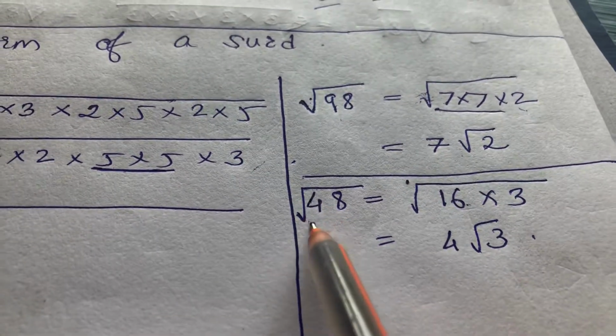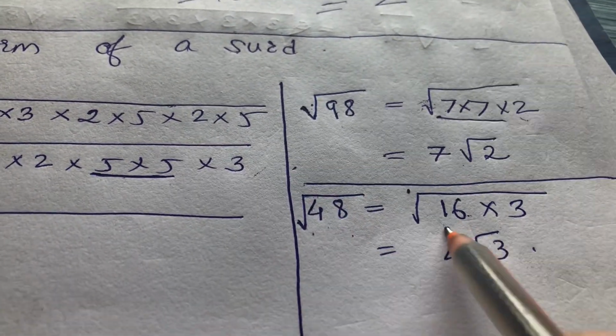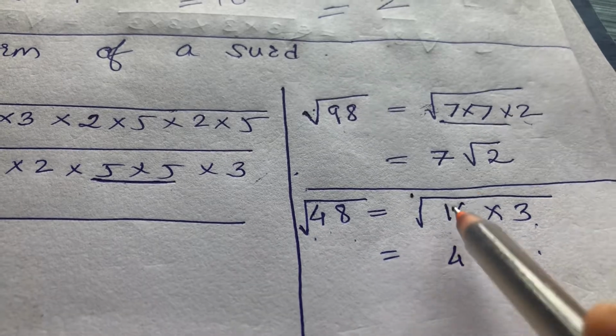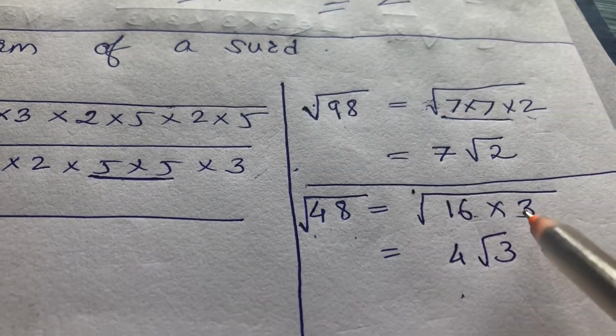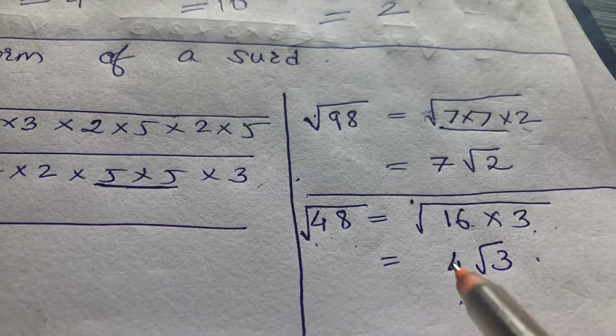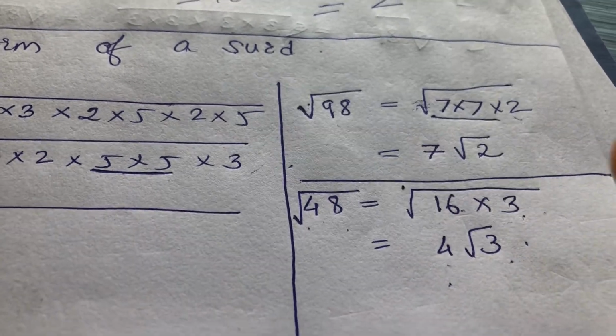Similarly, if you see root 48, 48 can be written as 16 into 3 and we all know the square root of 16 is 4. So this 3 doesn't have any partner, so it becomes 4 root 3, okay.